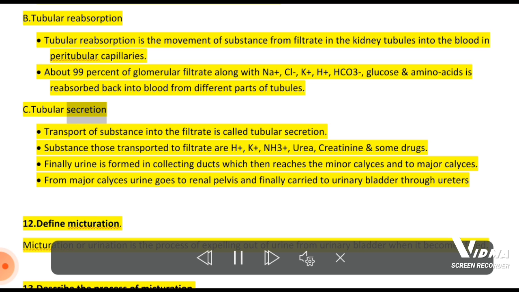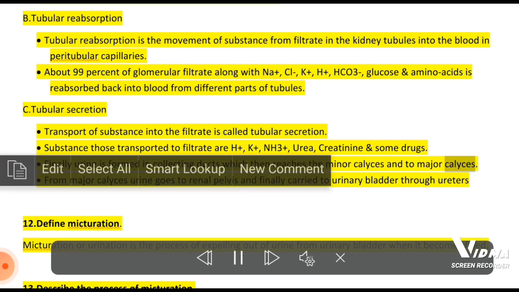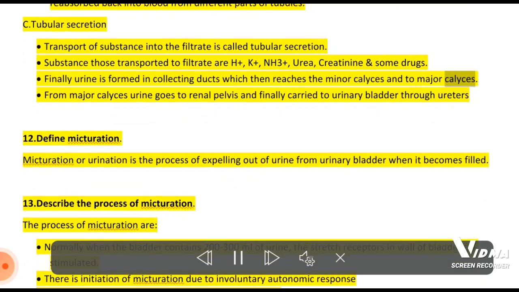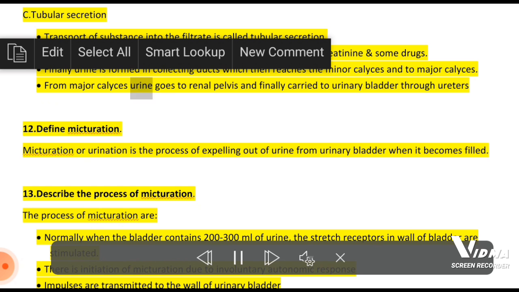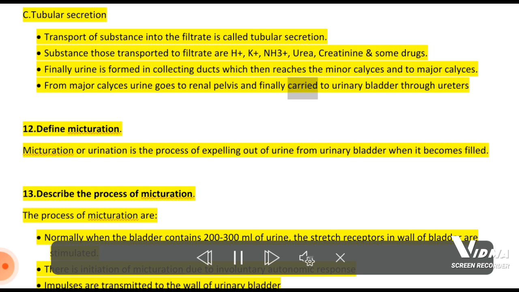C. Tubular secretion. Transport of substances into the filtrate is called tubular secretion. Substances transported into the filtrate are H+, K+, NH3, urea, creatinine and some drugs. Finally, urine is formed in the collecting ducts, which then reaches the minor calyces and then the major calyces. From the major calyces urine goes to the renal pelvis and is finally carried to the urinary bladder through the ureters.